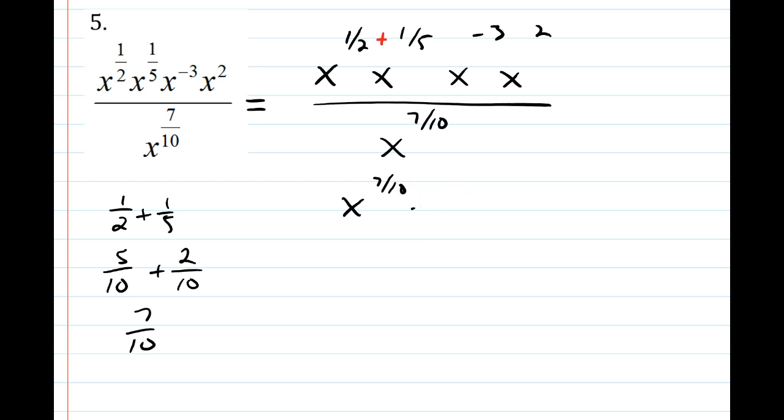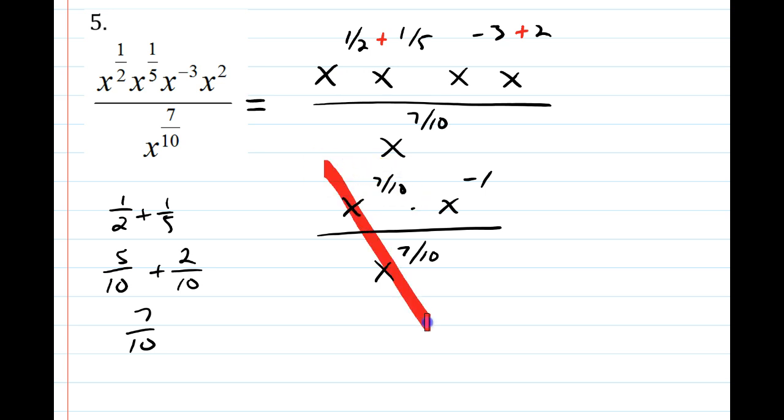times, let's go ahead and add these two, negative 3 plus 2, which is going to give us x to the negative 1, and then x to the 7/10 on the bottom. And since these are identical, they cancel. So now I'm left with x to the negative 1, and that negative exponent changes the location. And so I'm left with 1 over x to the power of 1, which I don't need to write. And so now this simplifies to this. The only thing we have to worry about is x cannot equal 0. So this is our answer here.